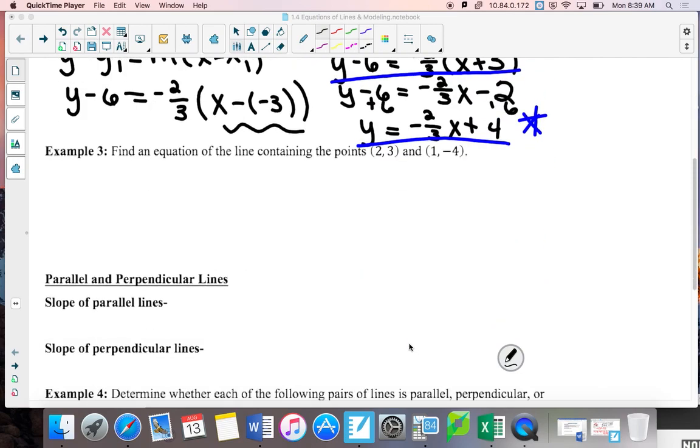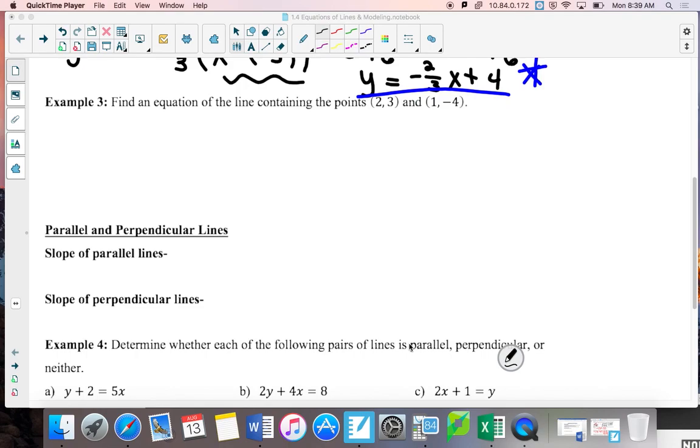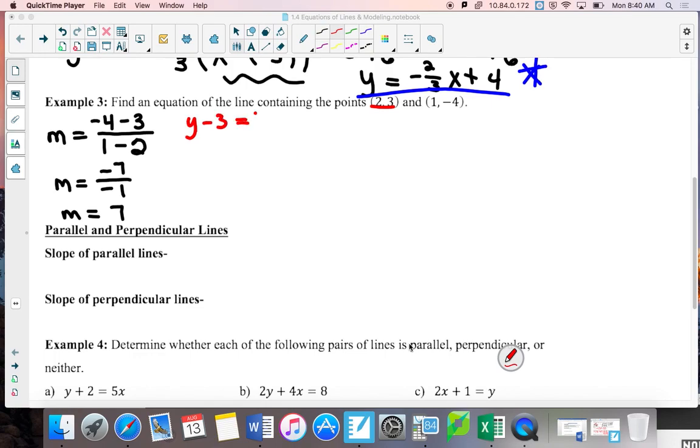All right, example number 3, we have 2 points. No matter what, when we write the equation of a line, we need to have the slope. So the first thing you want to do is find the slope of that line. That's going to be negative 4 minus 3 divided by 1 minus 2. Negative 7 divided by negative 1. My slope is positive 7. Now, this doesn't specify how we want to write the equation of the line. So let's go ahead and do point-slope form. I'm going to use this first point to start. That's going to look like y minus 3 equals my slope of 7 times x minus 2. That is one correct, fully done answer.